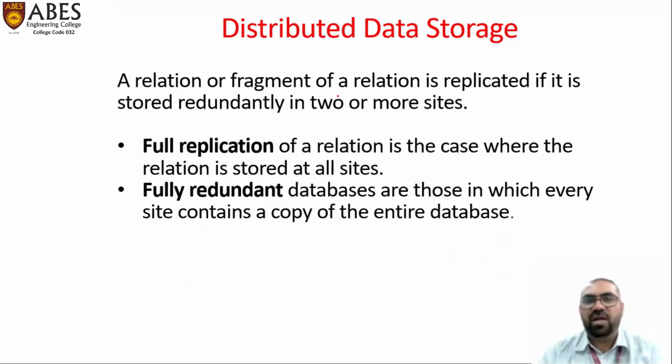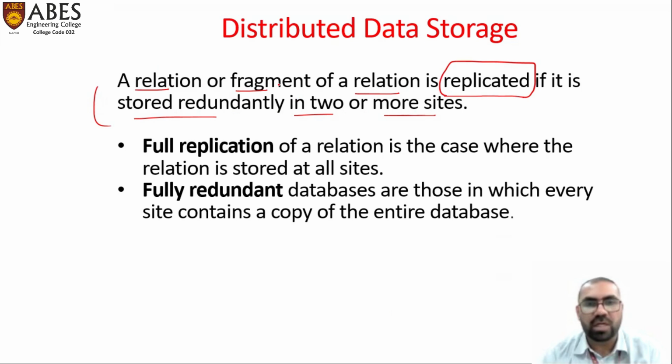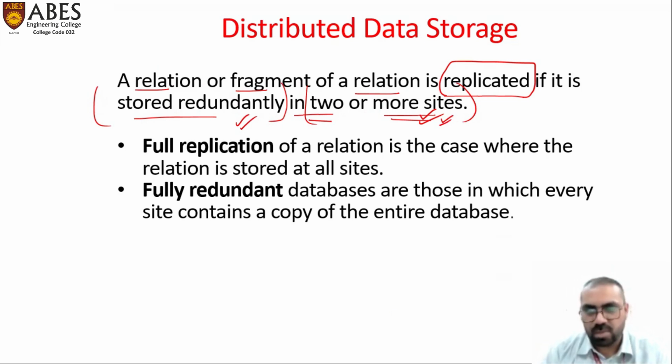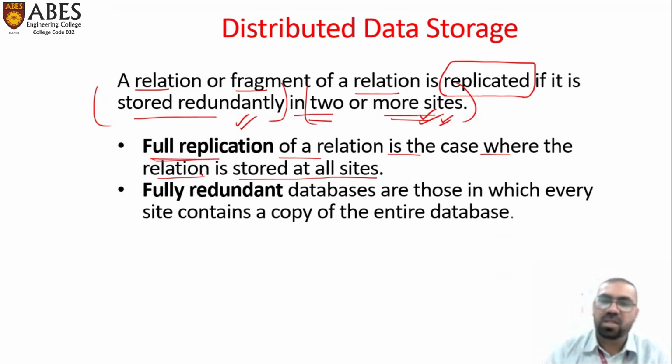A relation or a fragment of a relation is replicated if it is stored redundantly in 2 or more sites. Okay, so if it is not there, we can proceed with the same thing. Now the full replication of a relation is the case where the relation is stored at all the sites. So we are replicating the full one.